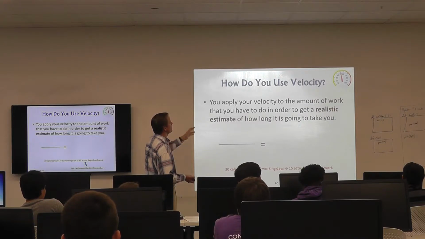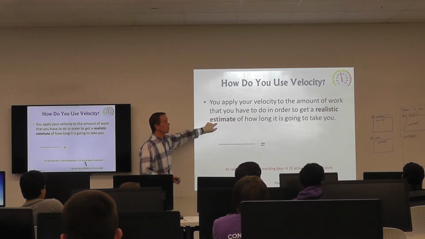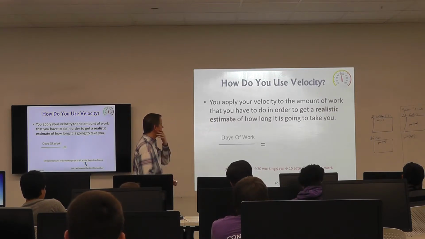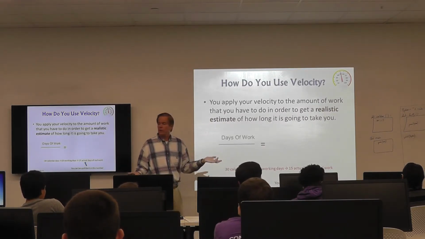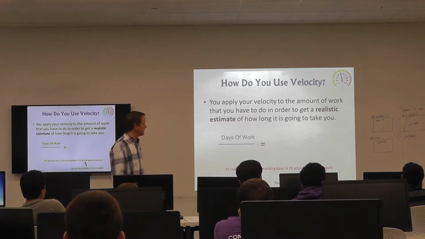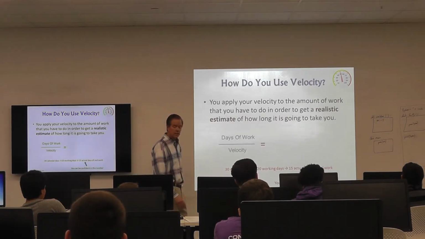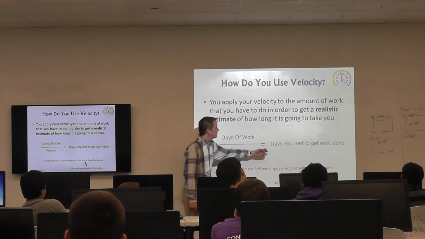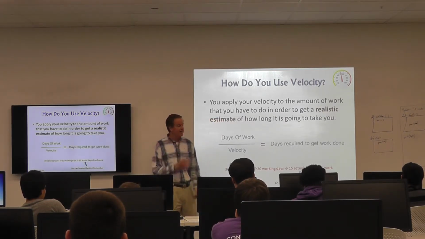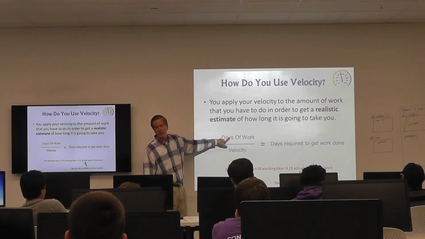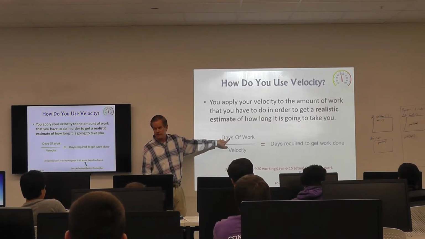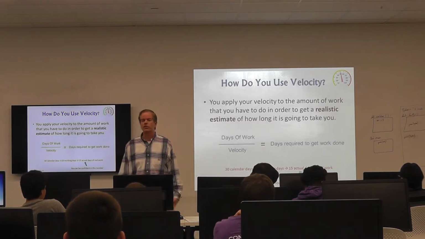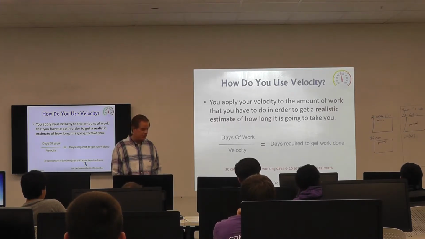How do you use velocity? Well, you apply it to the amount of work that you have to do in order to get a realistic estimate of how long it's going to take you. So you take the number of days of work from your estimates, sum it all up, and divide it by your velocity, and a good starting velocity is 0.7. And pow, then all of a sudden you get the days required to get the work done. So basically you're taking days of work and increasing it. Saying, listen, my people cannot be 100% effective. It's just not going to work out that way. So how many days is it really going to take me to do this?